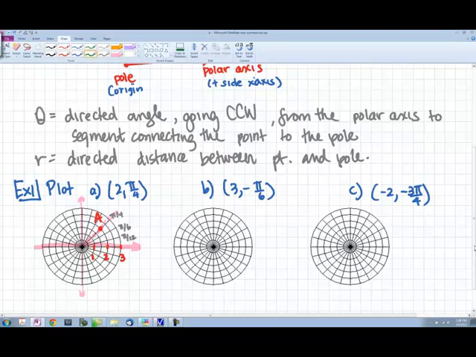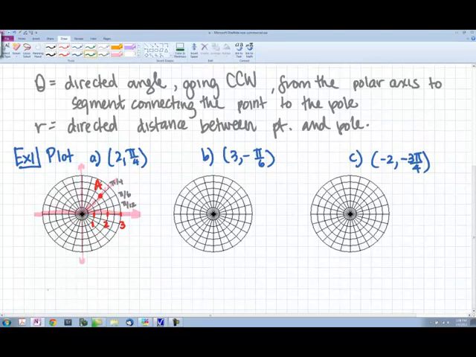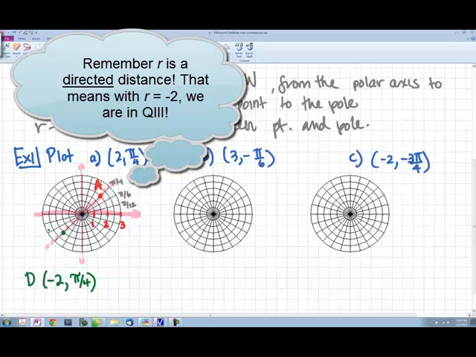Now I'd actually like to also plot another one while we're at it over here. What would the point (negative 2, pi over 4) be? Okay, remember what I said about directed distance. So the angle pi over 4 extends through over to the other side, but when you plot negative 2, pi over 4, you locate where pi over 4 is, and then you're going to go negative 2 from there. So you're going to go in the opposite direction. I'm going to call this point D.